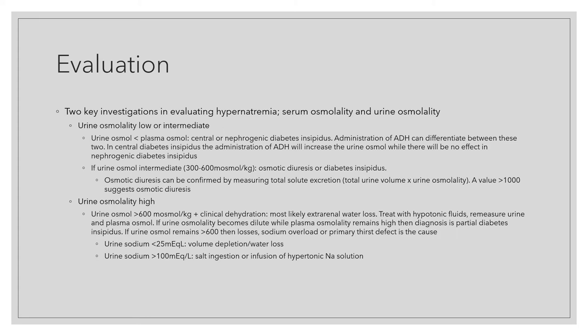Now, to differentiate between those different causes, you look at the urine sodium. If the urine sodium is less than 25, then volume depletion or water loss is the cause. And if the urine sodium is greater than 100, then salt ingestion or infusion of hypertonic sodium solution is the cause, given that elevated sodium.